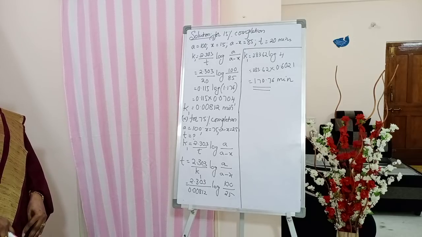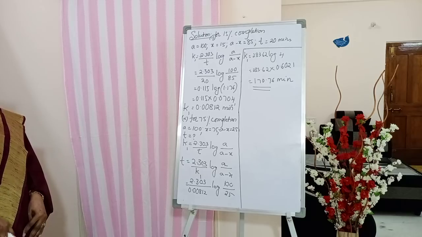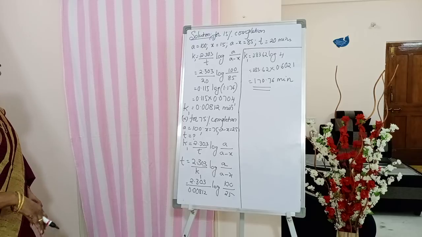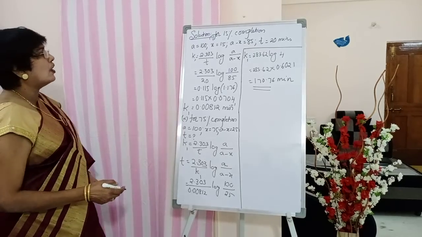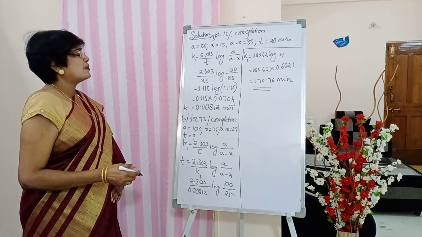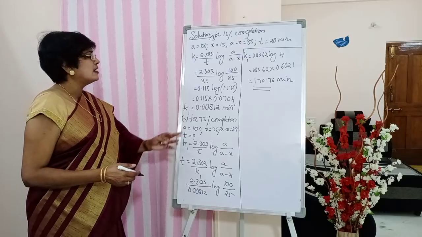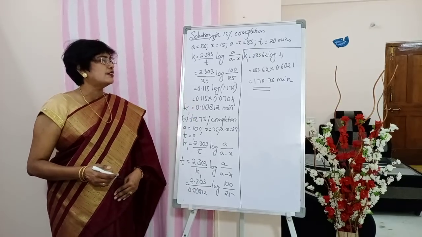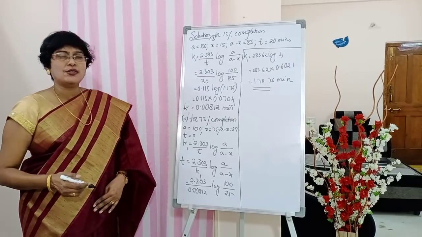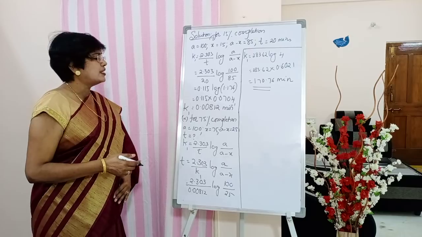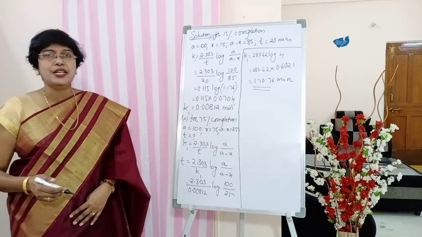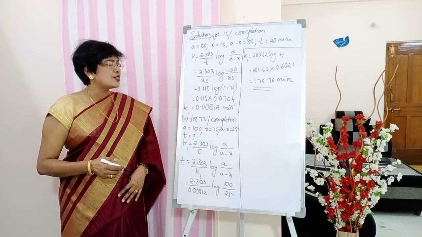Using this set of values, we can calculate K1 using the rate expression 2.303 by t log a by a minus x. Substituting all the values, we get 0.115 into 0.0704. Multiplying those two values, we get K1 equal to 0.00812 minutes inverse, because the unit of K1 is time inverse.